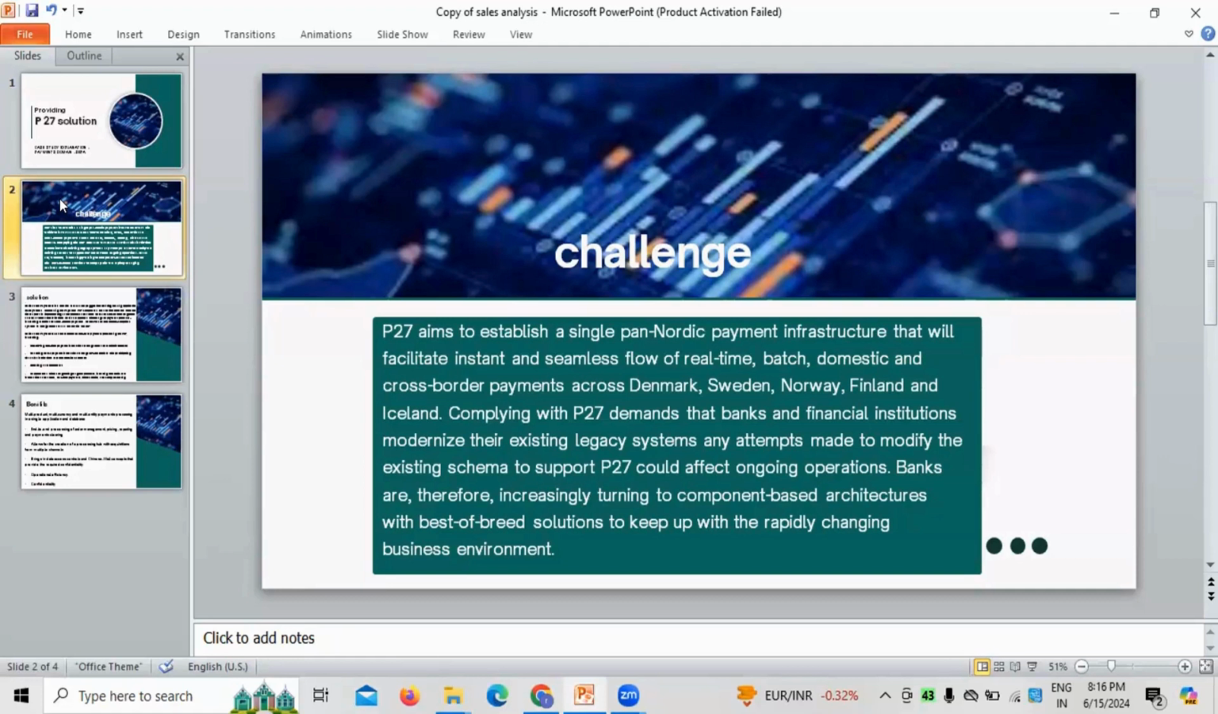in different countries. Either it can be Denmark, Sweden, or Finland, right? So, different countries. But when it comes to banks and financial institutions, normally, to manage their day-to-day operations, they have some existing legacy systems. They have their own systems which were already there.